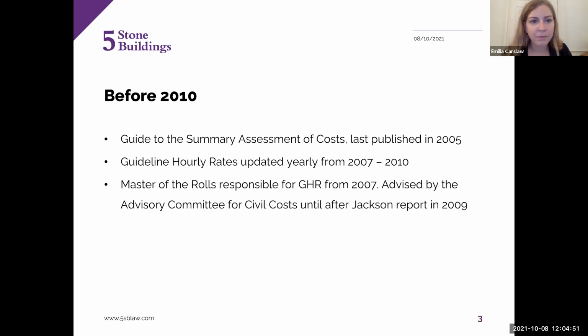So before 2010, we had the guide to the summary assessment of costs, and the guideline rates. Every year from 2007 to 2010, they were updated by a wage index in order to account for inflation. The Master of the Rolls has been responsible for them since 2007, advised by the Advisory Committee for Civil Costs until after the Jackson report in 2009. Next slide, please.